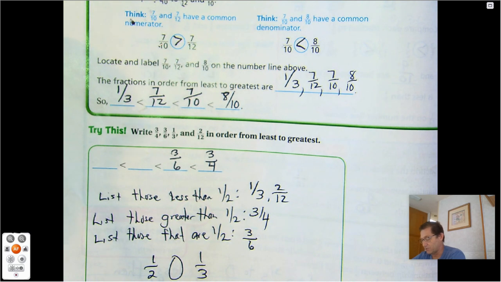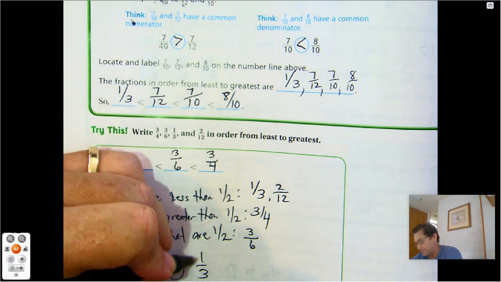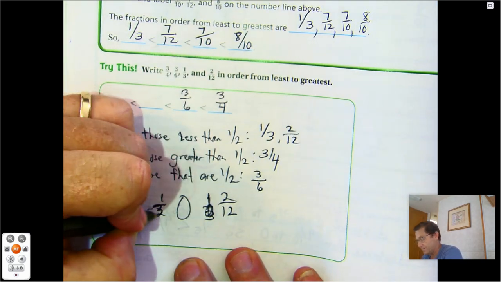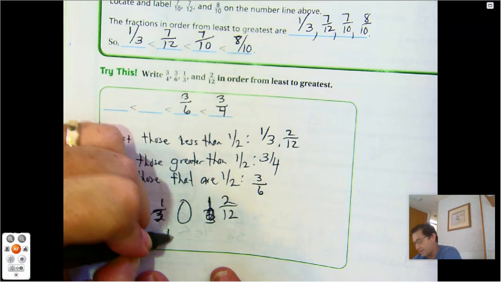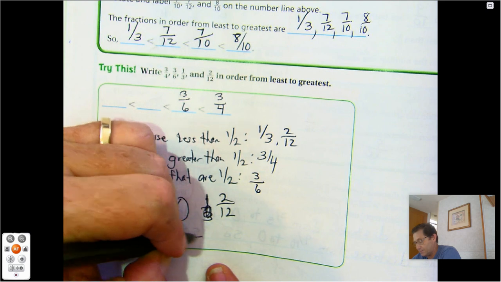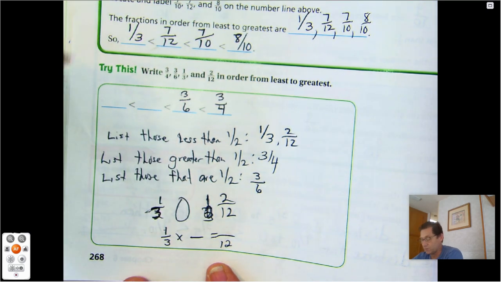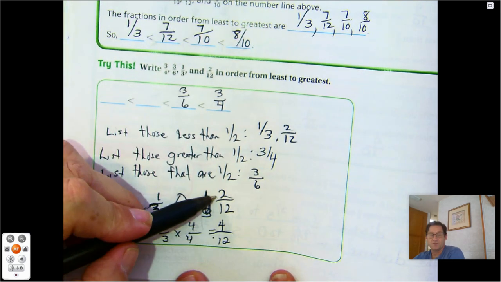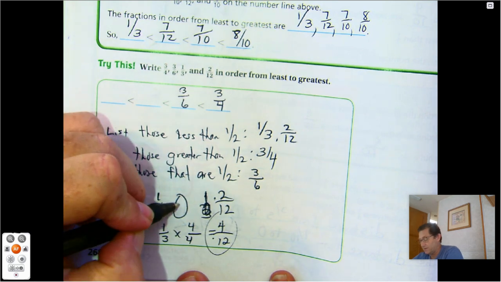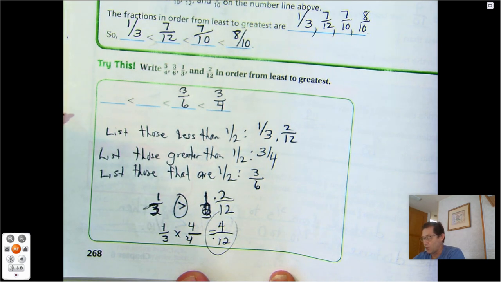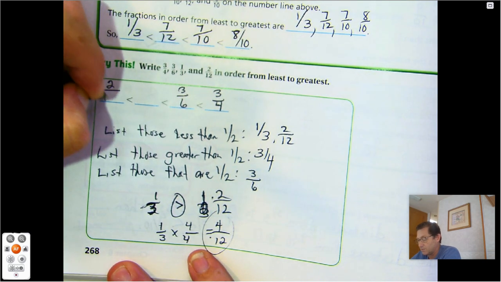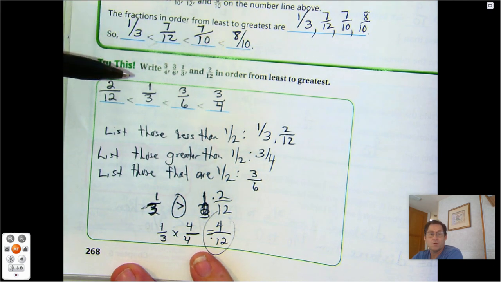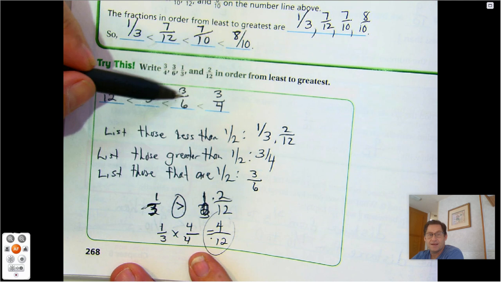So now all we have to do is compare 1/3 to 2/12. I can make the third into 12ths by multiplying by 4. 4 times 1 is 4. So 4/12 compared to 2/12. 4/12 is bigger. So 1/3 is larger than 2/12. So our smallest fraction is 2/12. 2/12 is less than 1/3. 1/3 is less than 3/6. And 3/6 is less than 3/4.